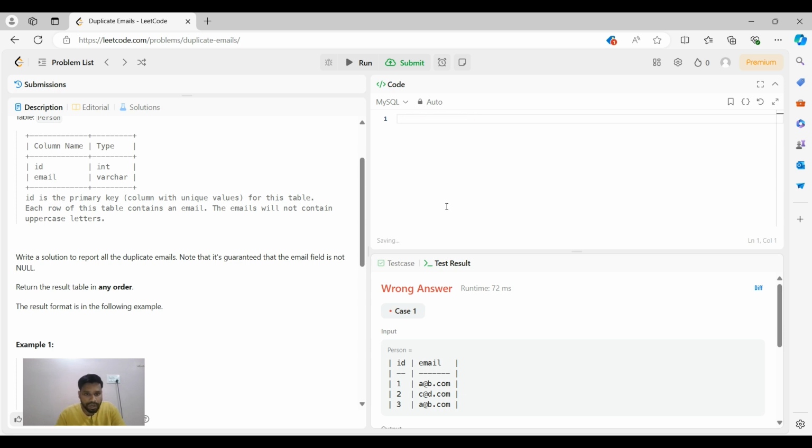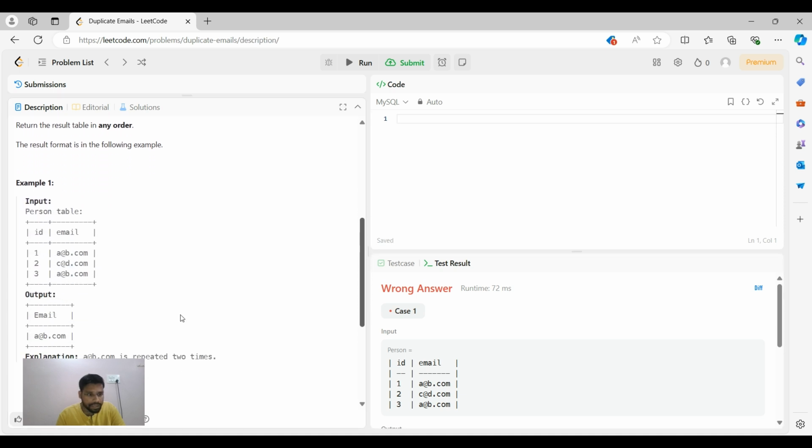So how can we solve this question? Let's go through the solution. What I will do is think about how the output should look. It should only be email. Select email from person, then I will group by email. Now having count of email greater than 1.